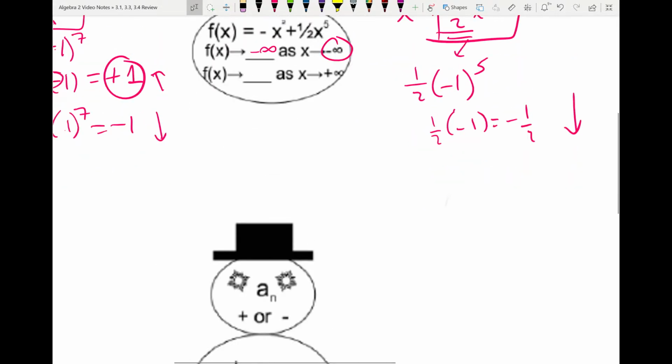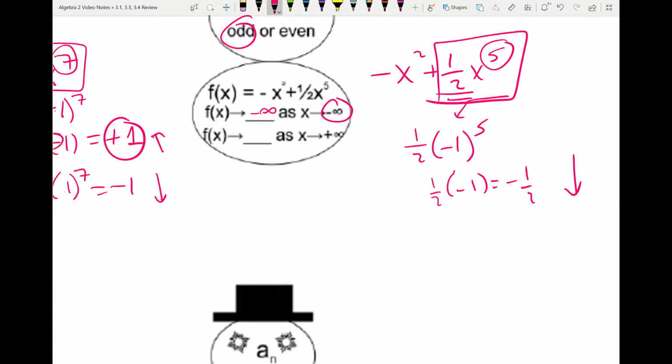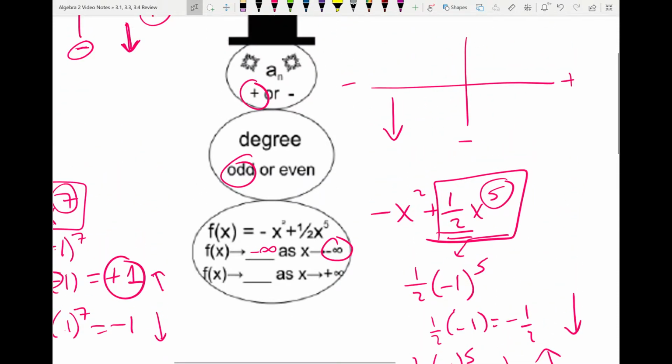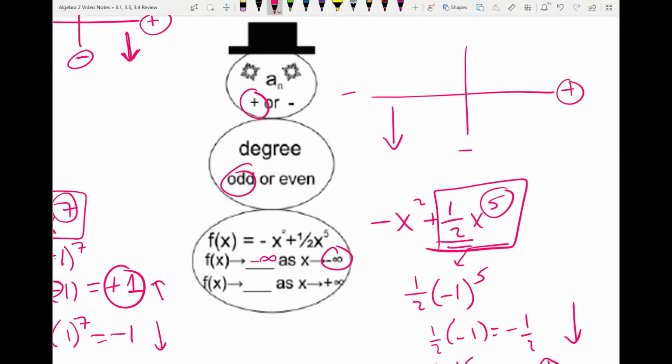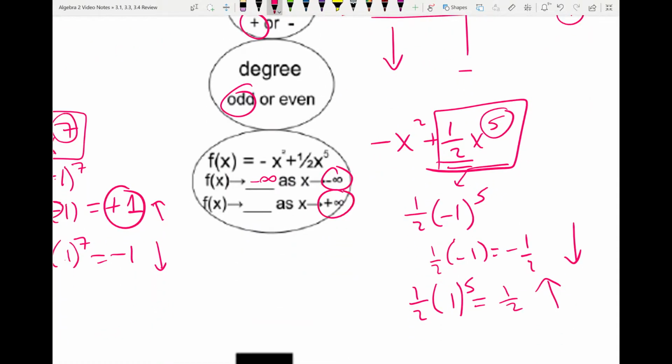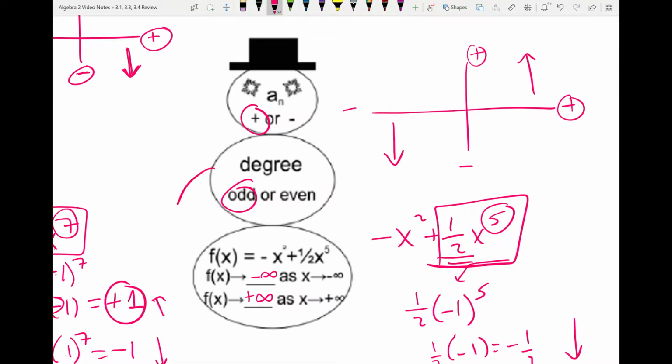All right, now let's plug in a positive number into, again, this box part. So 1/2 times +1 to the 5th power. Well, 1 to the 5th power is 1. 1 times 1/2 is 1/2. So this is positive, so it goes up. So when x is positive, y goes up to positive. So it goes up. So when x is +infinity, y is +infinity. All right, so that means our snowman arms go down on the left and go up on the right.